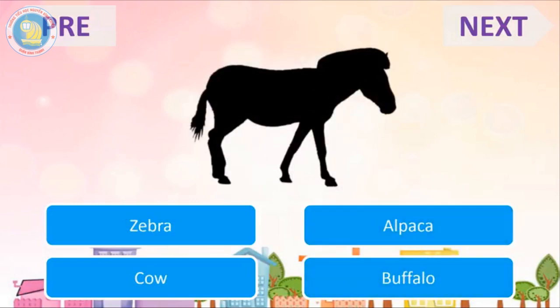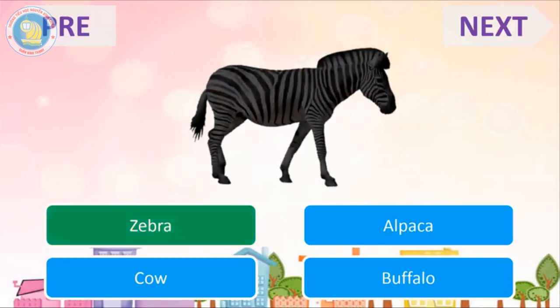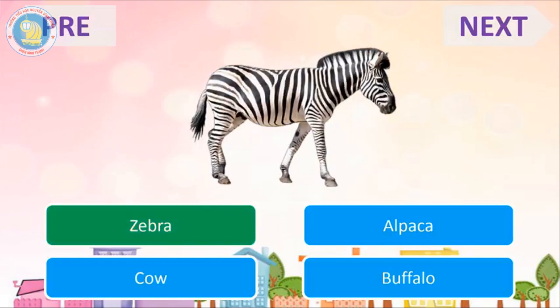One more. Okay, everyone, what's this? Is this a zebra? Zebra. Correct. Okay, everyone, you listen and repeat. It's a zebra. It's a zebra. That's right.